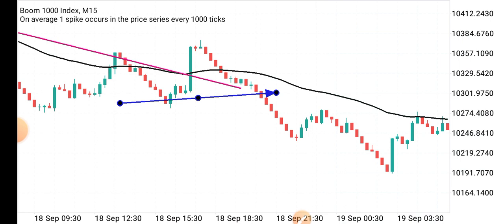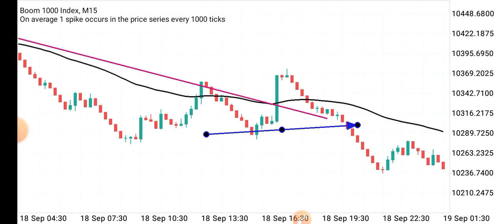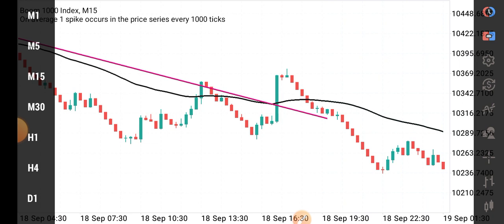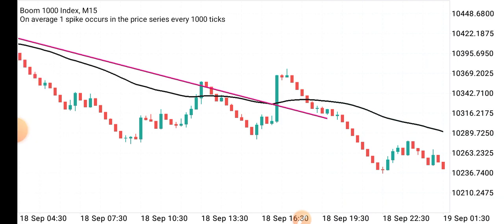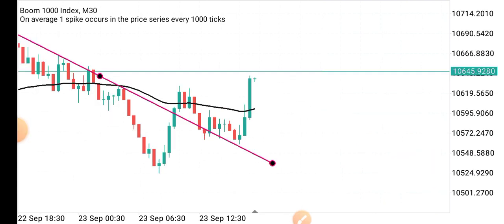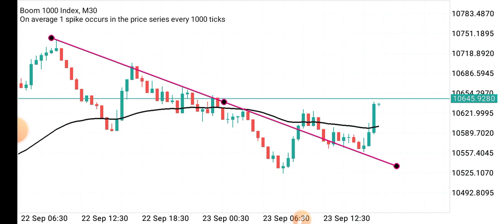Mind you, you can do this on any time frame. You can do it on the 30 minutes time frame, you can do it on the 1 hour time frame. And also you should know that the higher the time frame, the higher the chance of scalping for a longer time. Because now if we are on the 30 minutes time frame, look at this. This is the 30 minutes time frame now.